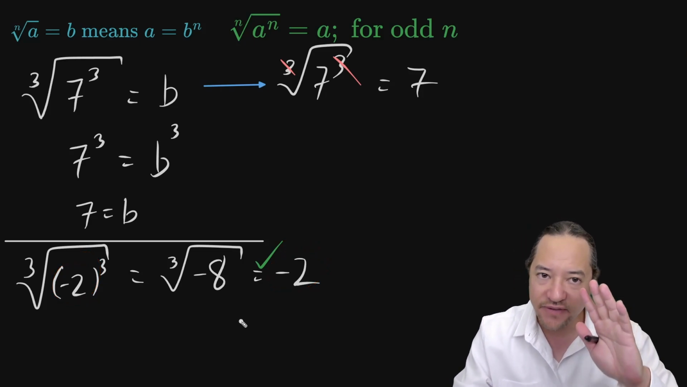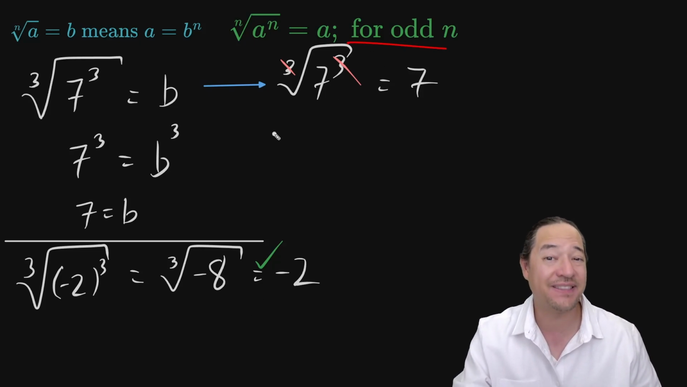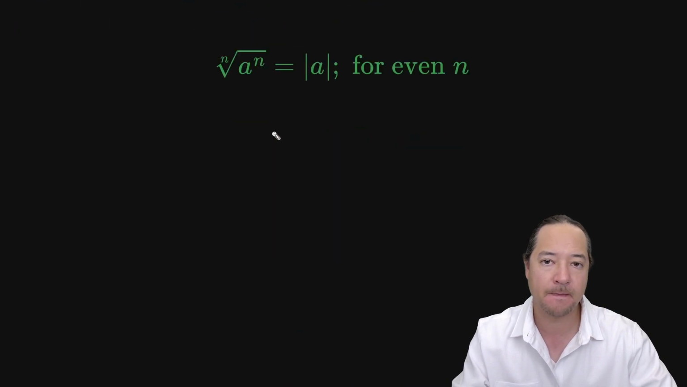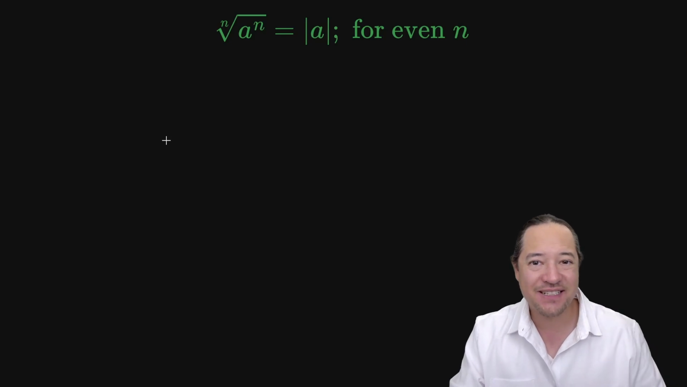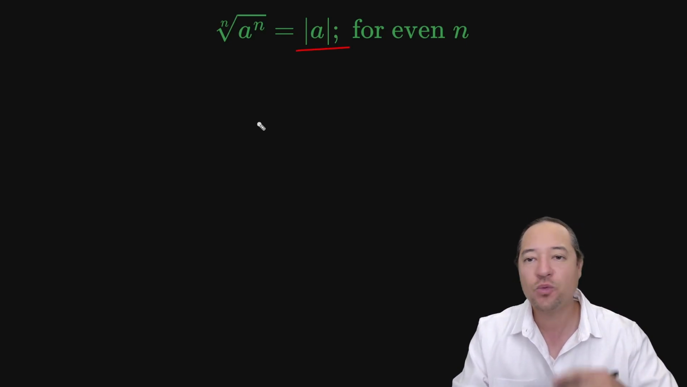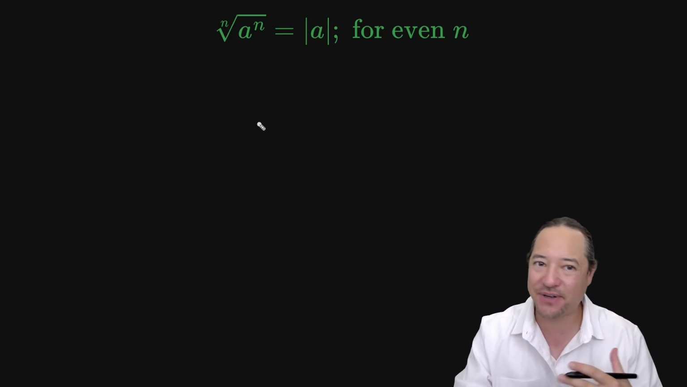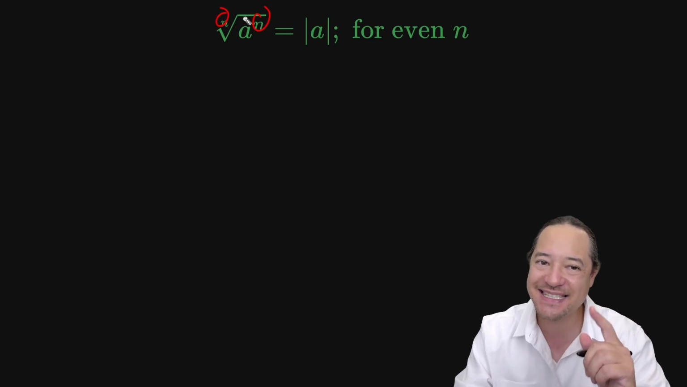Okay, let's look at the very final rule here, and that is where we see what happens if this is not odd. If this is even, what's going to happen? So the even rule here is a little bit different because now we've got this funny absolute value sign. Why is that? Well, I think you probably have an idea because we can't get negative numbers out when you have even roots or even powers. Okay, that's the secret here.